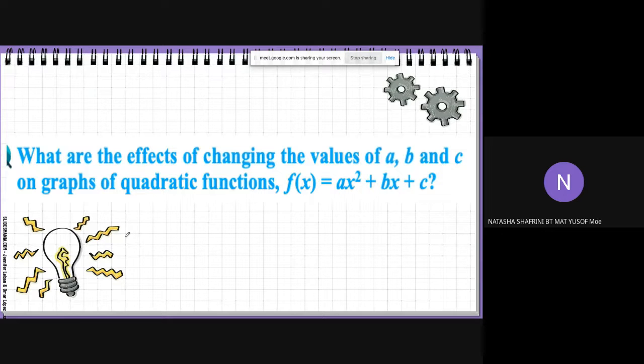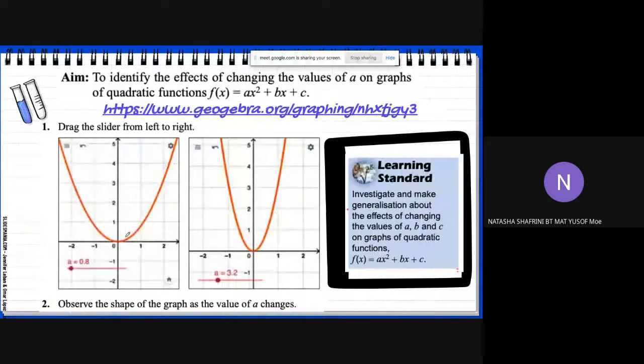Okay, what are the effects of changing the value of a, b and c on graphs of quadratic function f(x)? Okay, ini again f(x) equal to ax square plus bx plus c is the general form of quadratic function. Okay, kita tengok. Ini dah objektif ketiga. You boleh investigate and make generalizations about the effects of changing the value of a, b and c on graph of quadratic function f(x) equal to ax square plus bx plus c.